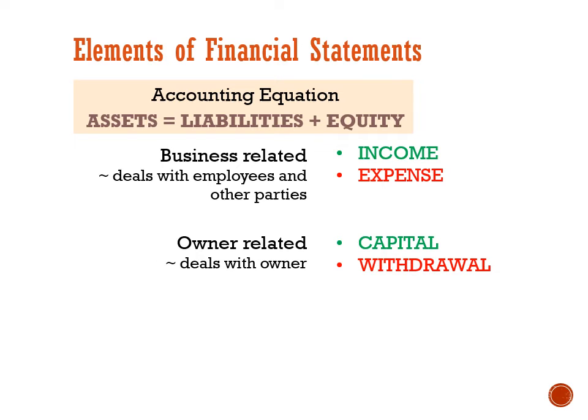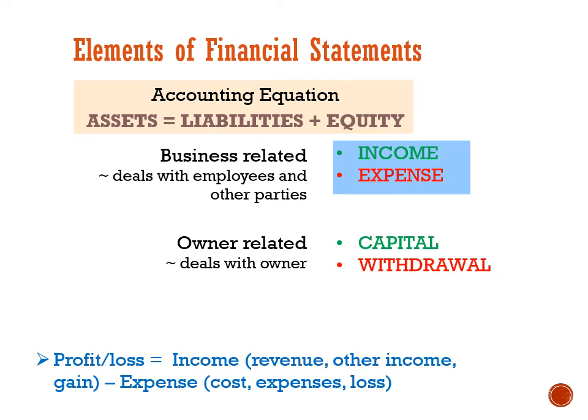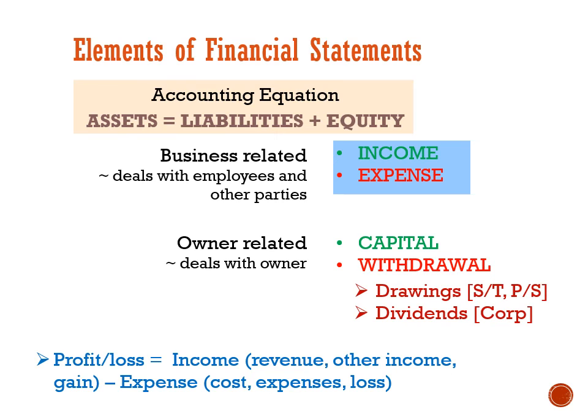So, just to put everything in perspective, we have all the 5 elements: asset, liabilities, and equity. Where under equity, we have income and expenses that are business related and capital and withdrawal that are owner related. By deducting expenses from income, we will get either profit or loss. And for withdrawals by owner, if we are sole traders and partnership, we call it withdrawal or drawings. For corporation, we call it dividends.